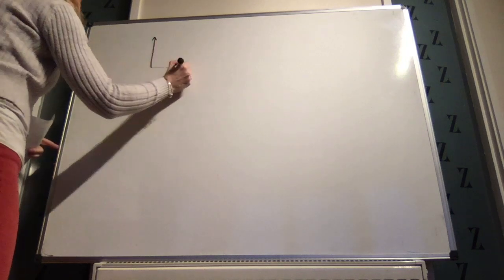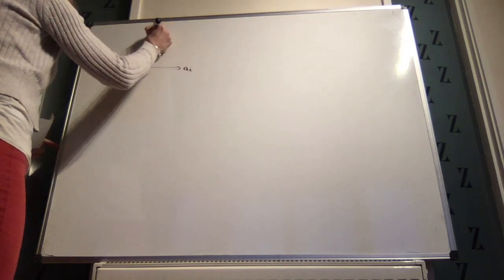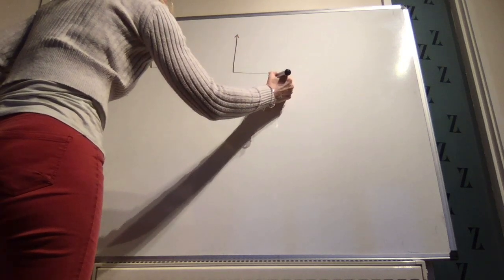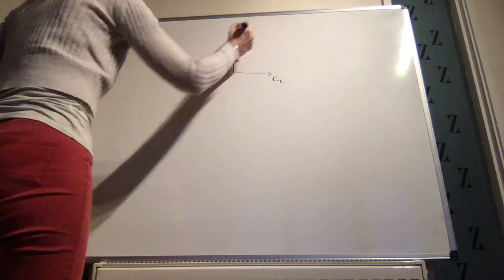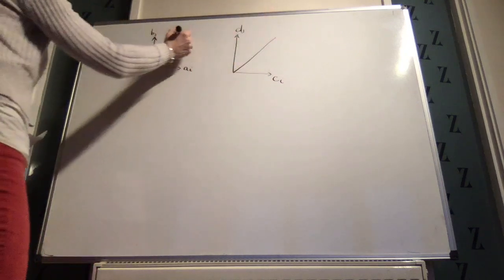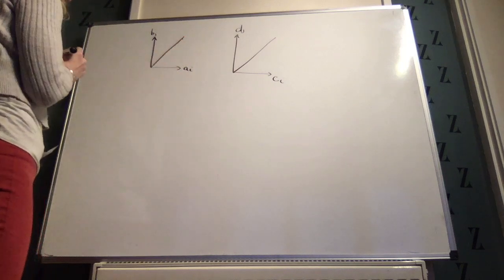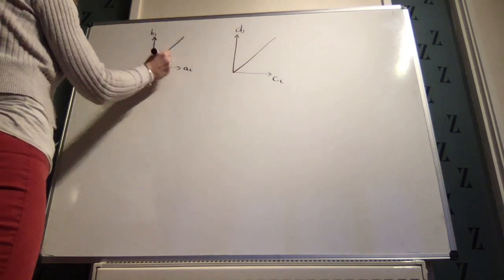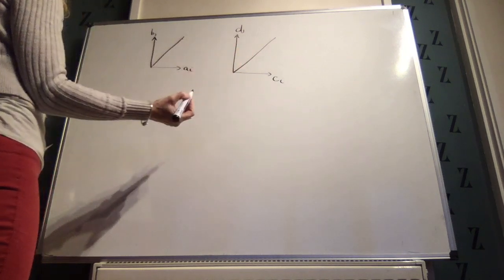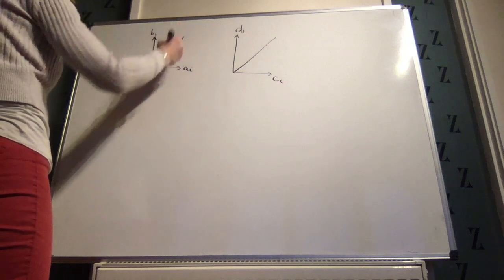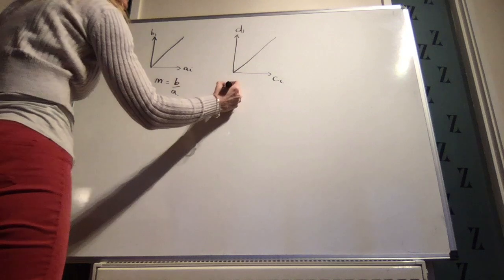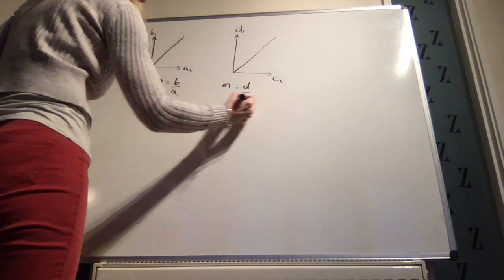You have a vector ai plus bj, and you have another vector ci plus dj. If you are told that those two lines are at right angles to each other, even though the way I've drawn them they don't look it, that means that if you multiply the slope of one line by the slope of the other, you get -1. So the slope of that line is b over a. The slope of that line is d over c.